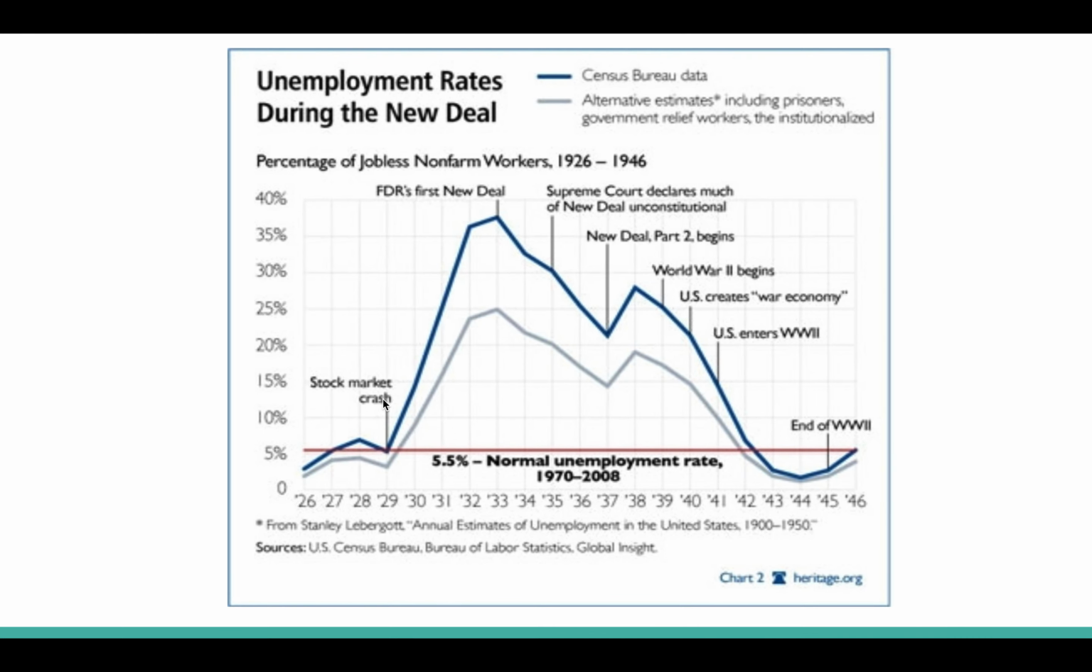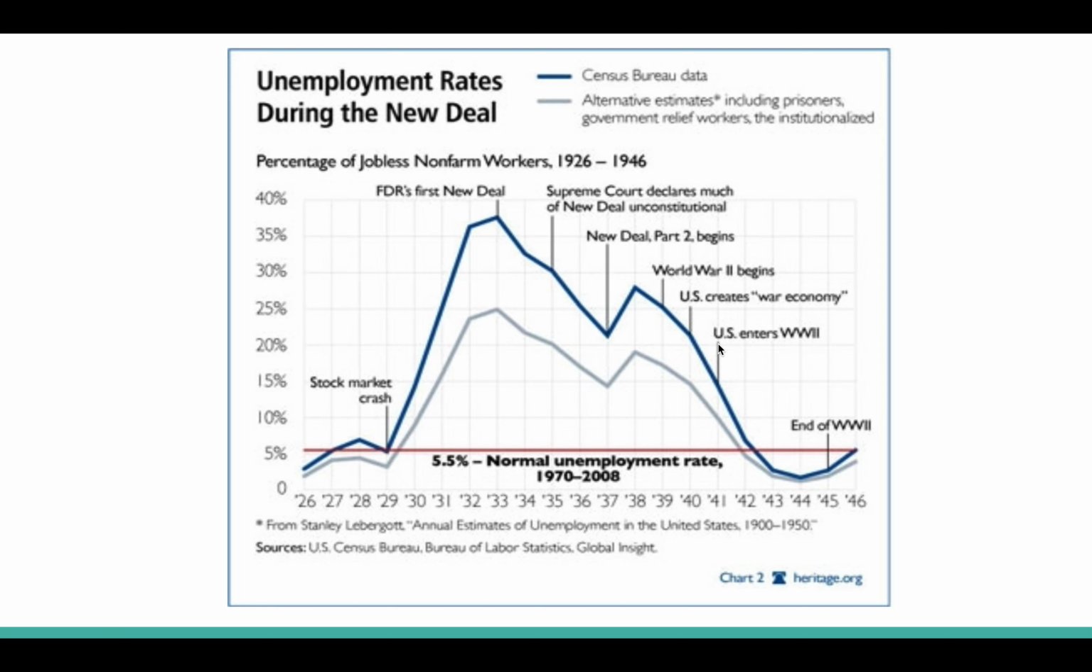And this shows you right here the unemployment rates during the New Deal. You see here, this is when the stock market crash begins, as the unemployment rate skyrockets. You see here, this is when the New Deal comes along. A lot of the New Deal was rejected, right? But it does start coming down. Okay, it does start coming down.